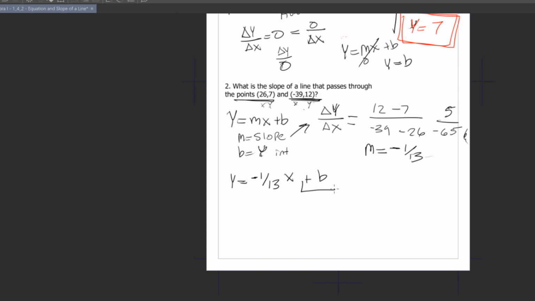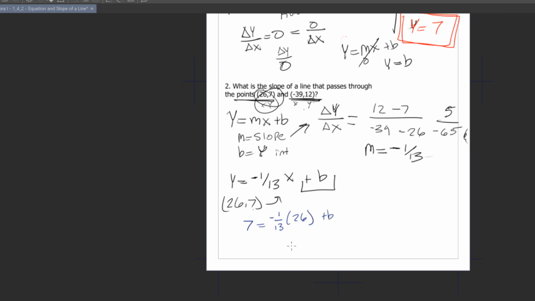Now we have to solve for the y-intercept. Let's go ahead and plug this point, 26, 7, into this equation. So plugging this in, y, which is 7, equals negative 1 over 13 times x, which is 26, plus b.